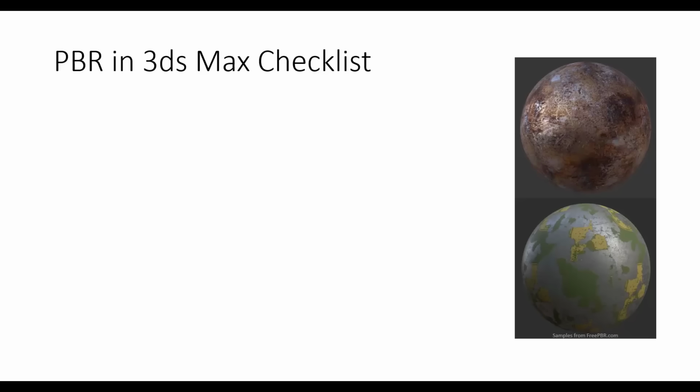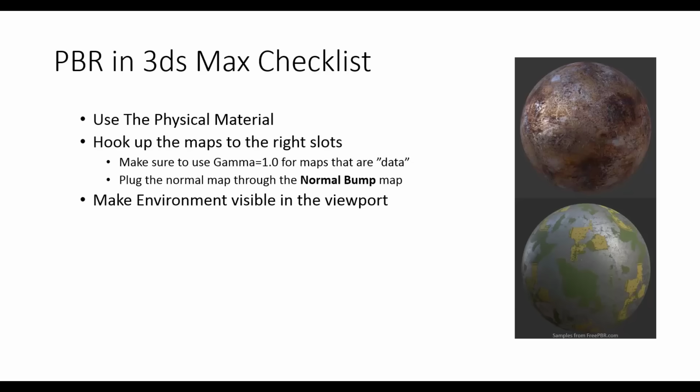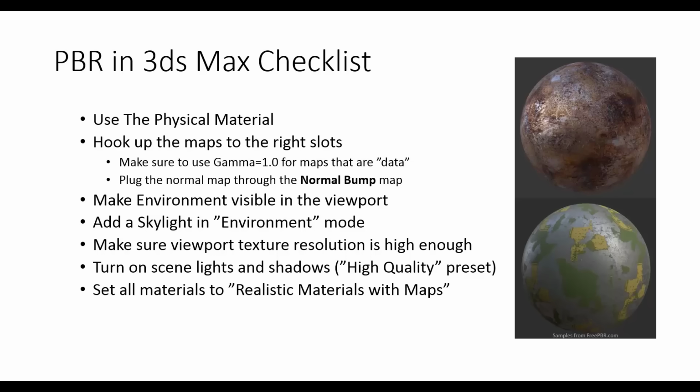So, to recap. We use the physical material, we connect all the maps to the right slots, those that are data with gamma 1, and the normal map through the normal bump map. To make it show up in the viewport, make sure the environment is visible in the viewport. You need a skylight set in environment mode. You need to make sure your viewport texture resolution is high enough. You want all the shadows and scene lines turned on. The easiest way is just to pick the high quality preset. But also the materials need to be set in the right display mode. The easiest way to do that is to pick the menu and say realistic materials with maps.